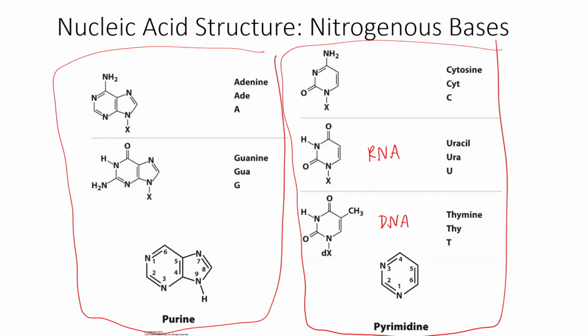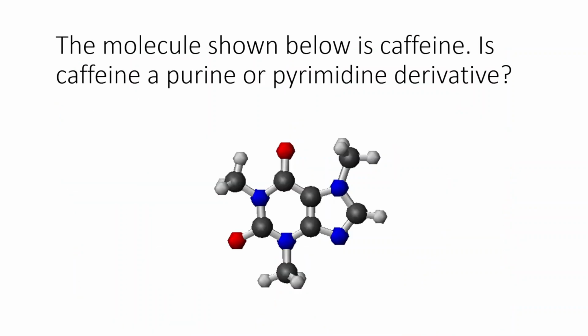Great job. So now we have a molecule. It may have a familiar looking structure. This happens to be caffeine, which probably a lot of you are familiar with because it is in the coffee if you are a coffee drinker or a tea drinker. So if you're looking at caffeine, it has this ring structure to it. What does it remind you of? Does it look more like a purine or more like a pyrimidine?